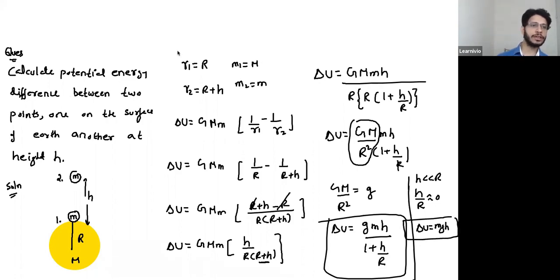So the potential energy at a height h is mgh. Change in potential energy is mgh only if height is very, very less than the radius of Earth. Otherwise, the exact expression is mgh by 1 plus h by r. So mgh comes when height is very less than the radius of the Earth. This could be your objective question, that when change in potential energy is equal to mgh. This is equal to mgh only if your height is very less than the radius of the Earth.